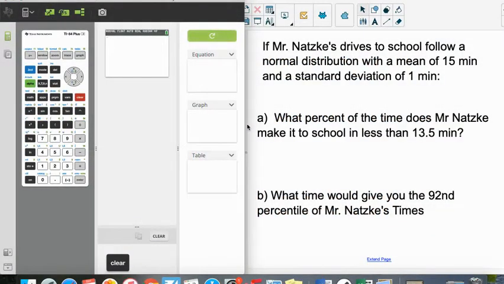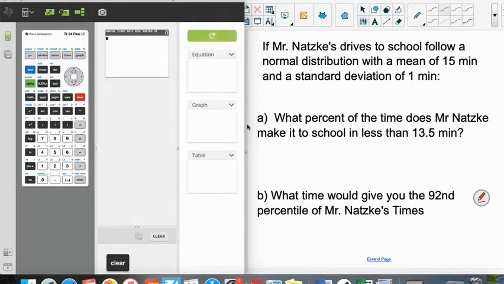Today we're going to go through how to use the calculator to find area under a normal curve and to find a point along the bottom of a normal curve. So with this problem, Mr. Naske drives to school. The times follow a mean of 15 minutes and a standard deviation of 1 minute.